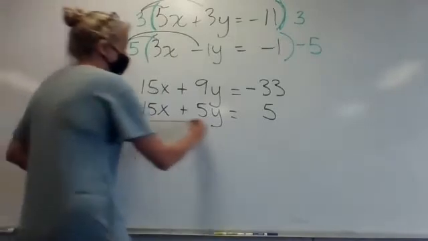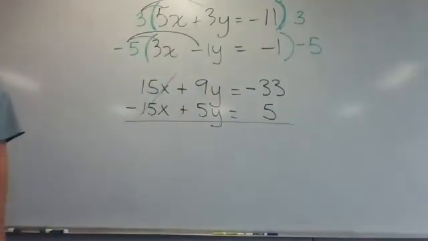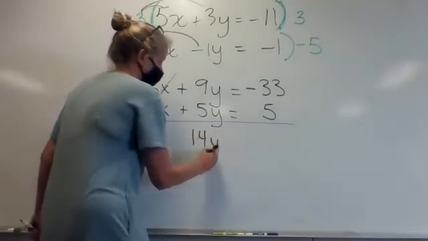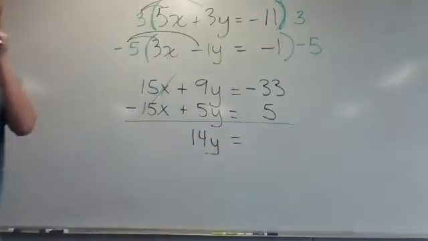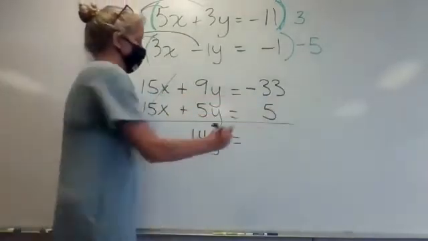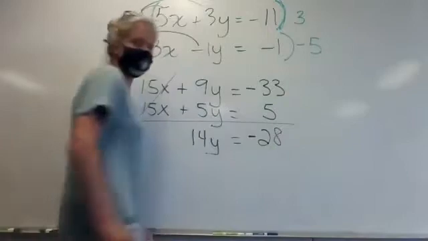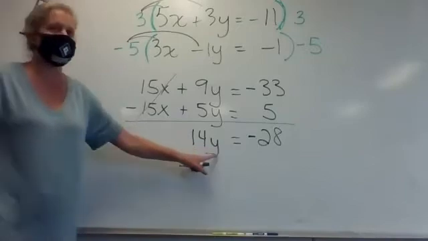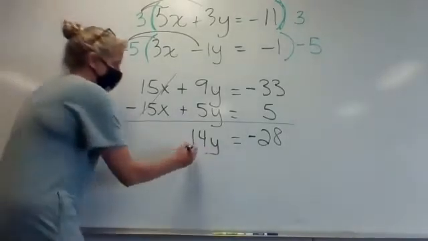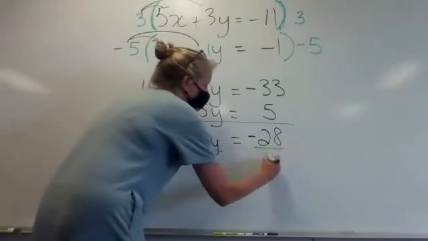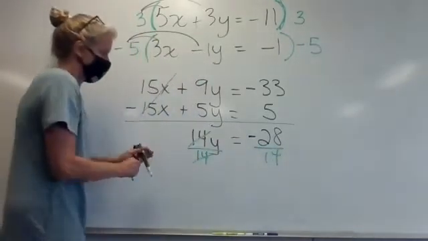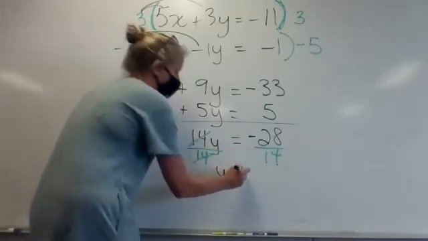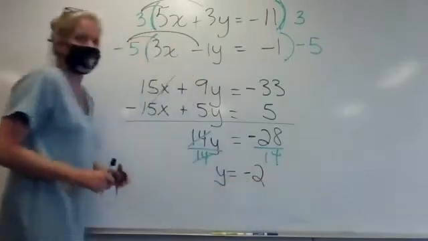So now I can add them together because my x's will cancel. So here I've got 9y and 5y, which is 14y, equals -33 plus 5 is -28. So you've made the equation just have one unknown variable, that y. So you'll just solve for it. So divide by 14. So now you've got y equals negative 28 divided by 14 gives me negative 2.